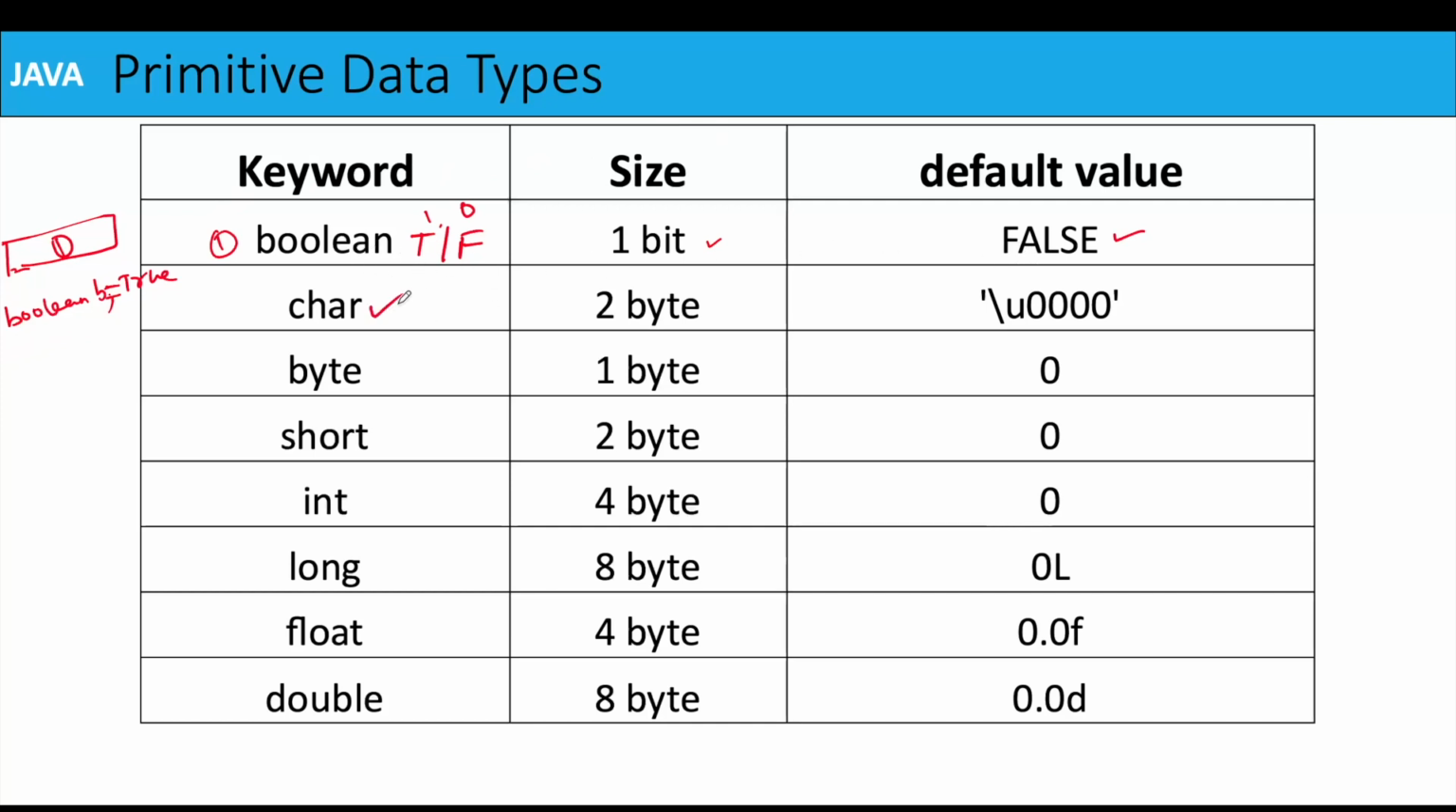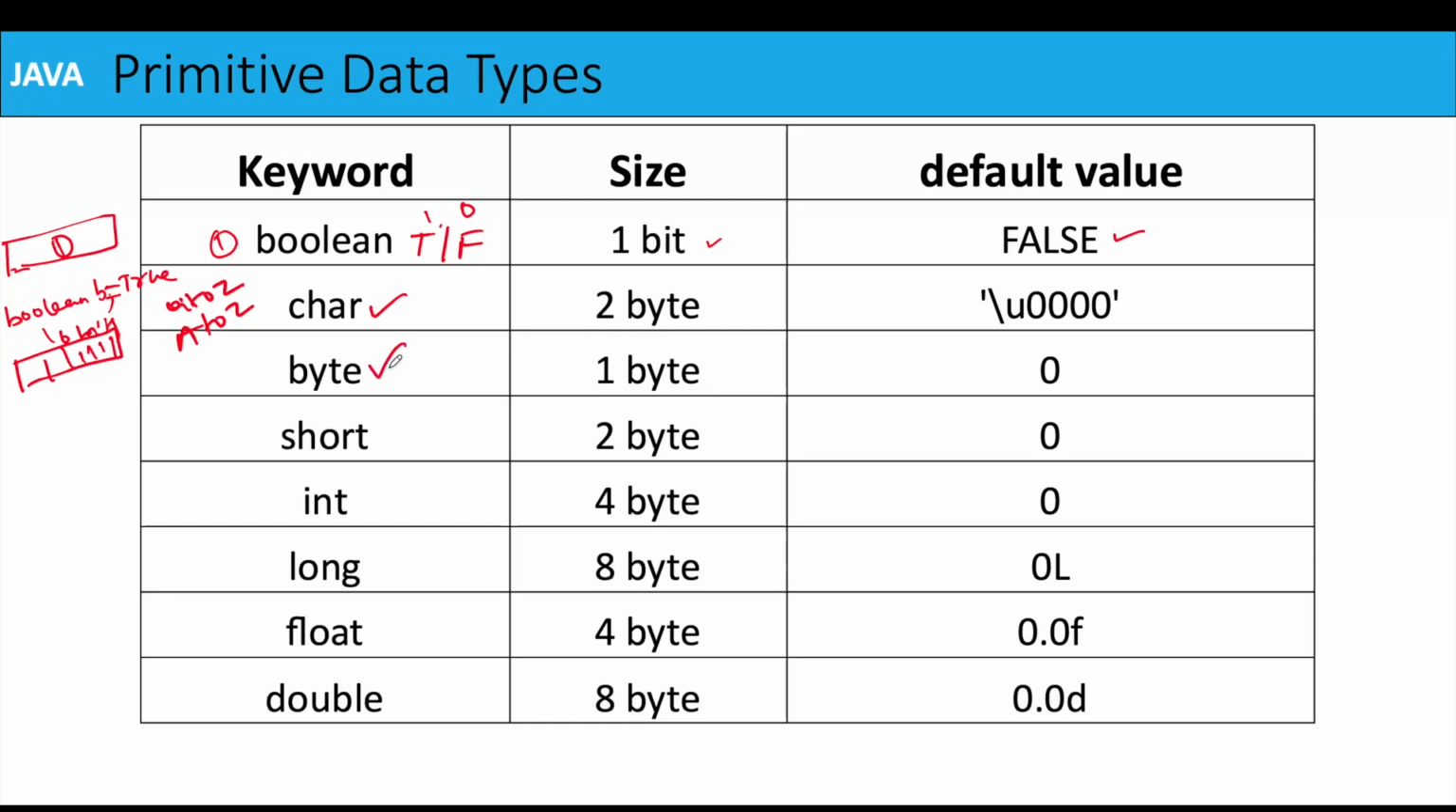Next one is the character data type. To represent alphabets like capital A to capital Z, we make use of this one. By default it has a null value. Here we have 2 bytes of memory allocated. Already you know 2 bytes is equal to 16 bits of memory, right? So 16 bits of memory is allocated here. That is about the character data type.